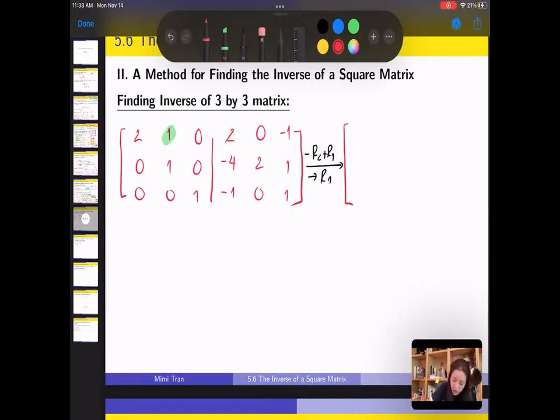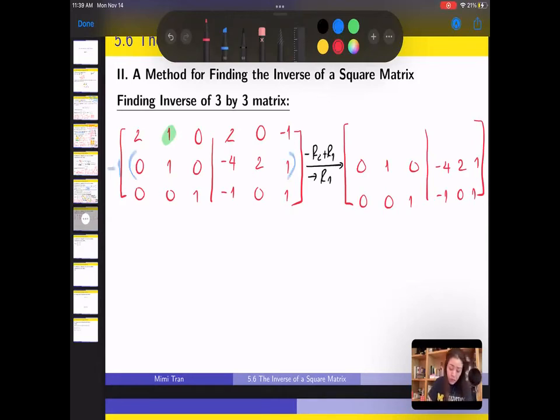Okay, all right. So the last 2 rows stay the same. So 0, 0, 1, vertical line, -1, 0, 1. Second row stays the same as well: -4, 2, 1. All right, the last row, -1 R2. So let me do it like this, so maybe you can see better.